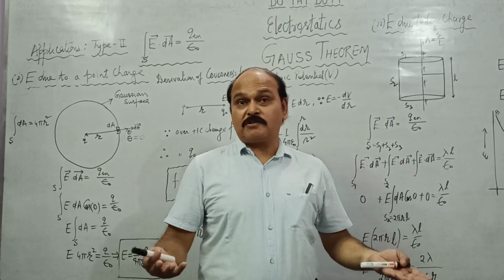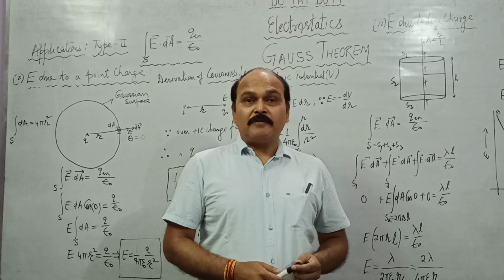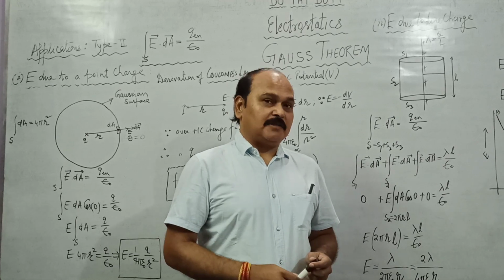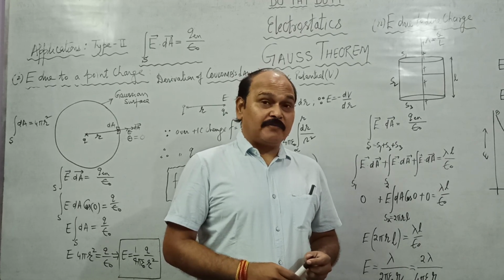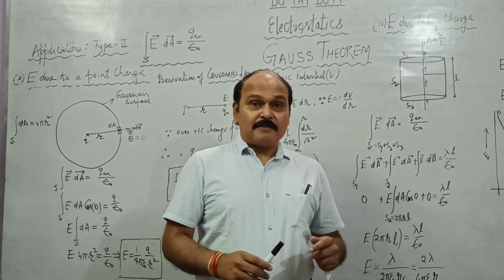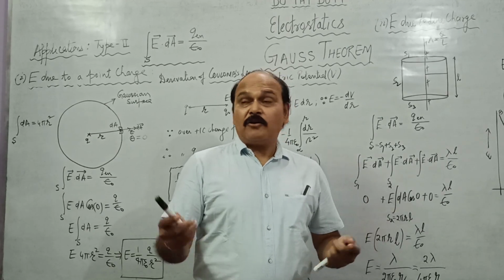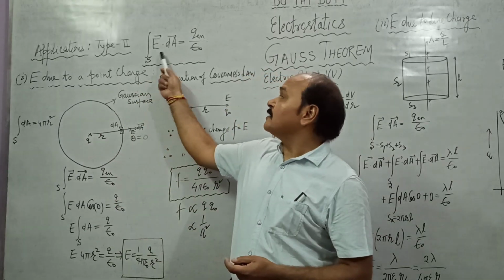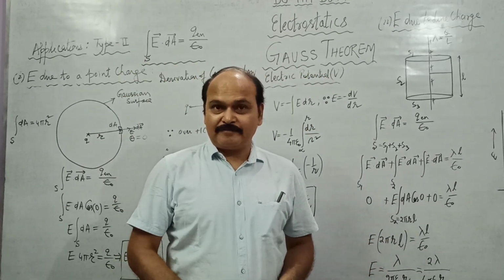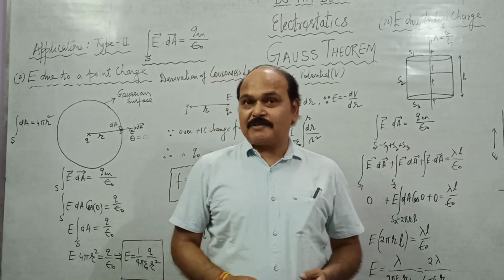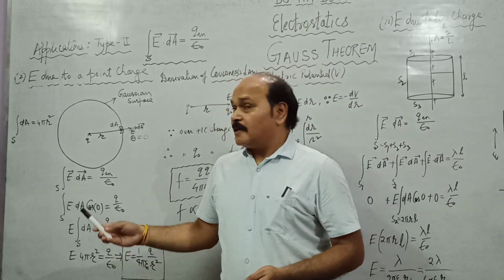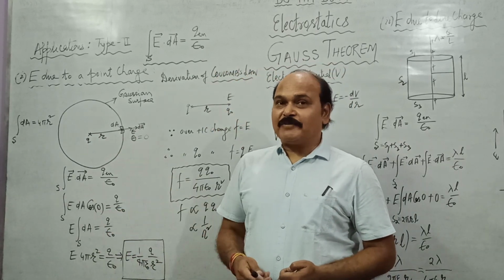How is that closed surface? That depends upon the nature of charge distribution. The surface is decided so that all over the surface we are able to find the surface integration of E dot dA. What are these surfaces? We'll know as we work out the derivations of E.